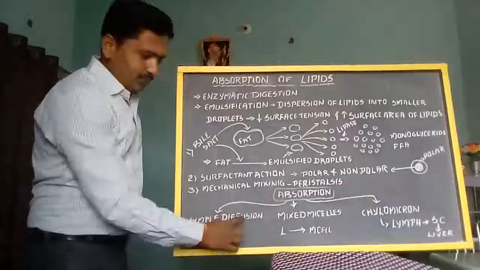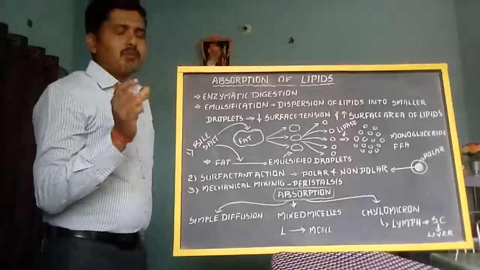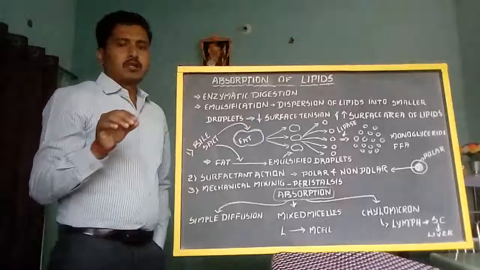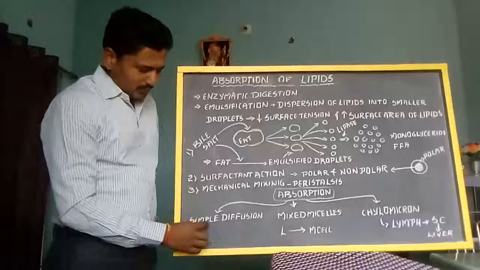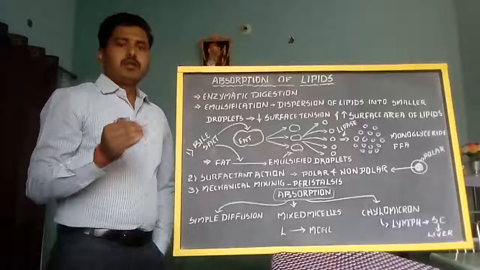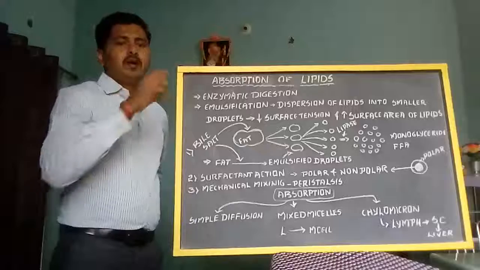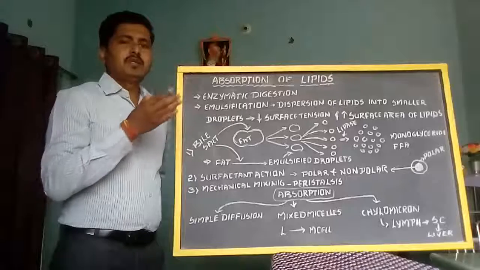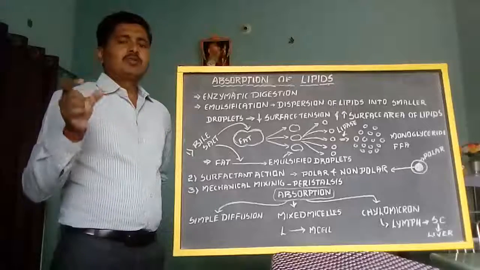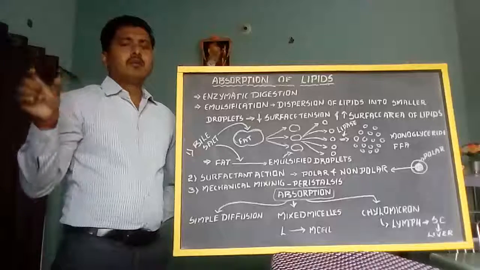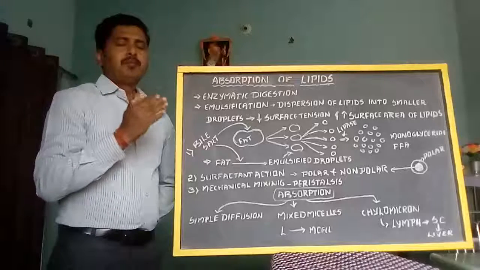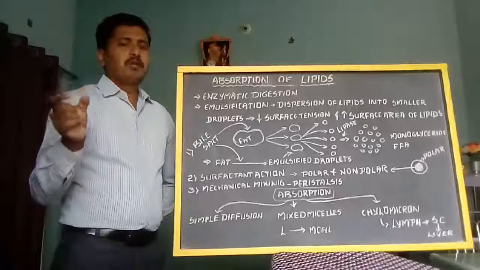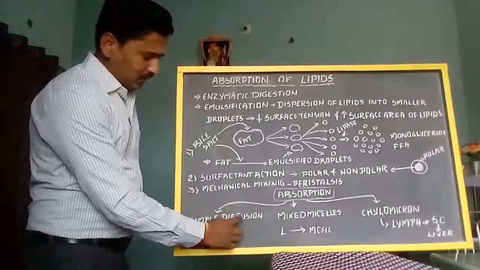Okay, we will start with simple diffusion. Whatever simple forms of lipids are there, which are easily dissolved in water, will follow the process of absorption by simple diffusion. Diffusion means movement of molecules from higher concentration to lower concentration. Here higher concentration is in the intestinal lumen and lower concentration is in the mucosal cell or blood capillaries. That's why simple lipid molecules move from lumen to blood capillaries. Okay, this is about simple diffusion.